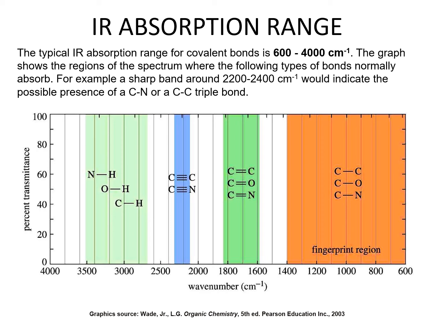So normally, if you see an IR band between 1800 to 1600, probably you will suspect either it is a carbon-carbon double bond or a carbon-oxygen double bond or a carbon-nitrogen double bond. However, to be clearly sure whether it is a carbon-carbon double bond or a carbon-oxygen double bond, you have to support your argument by looking at the fingerprint region.